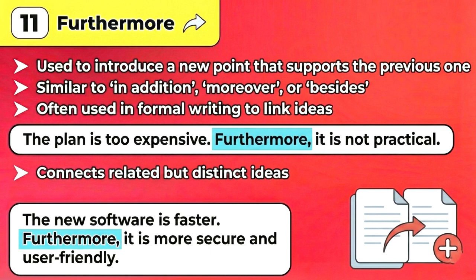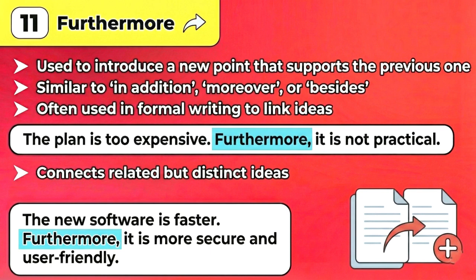For example, the plan is too expensive. Furthermore, it is not practical. Here, the second sentence adds another reason to support the first idea. Another example is the new software is faster. Furthermore, it is more secure and user-friendly.